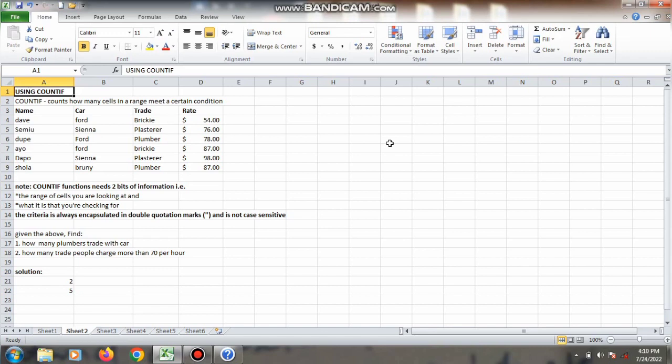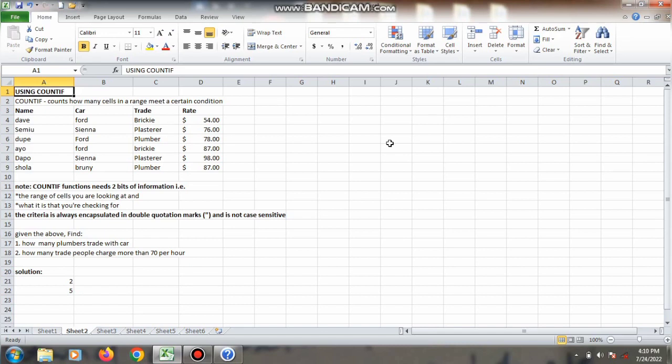COUNTIF counts how many cells in a range meet a certain condition. As I've told you, almost all the functions on Excel work with criteria. You need to input a condition, especially when you are using the formula of IF. IF means a conditional formula. You are placing that thing on a particular condition.